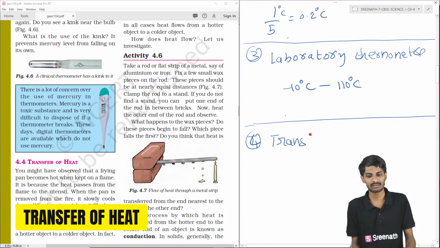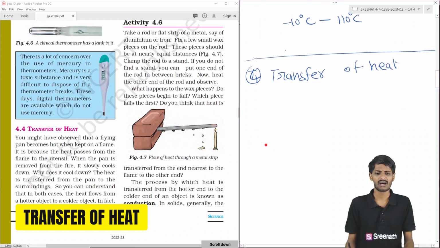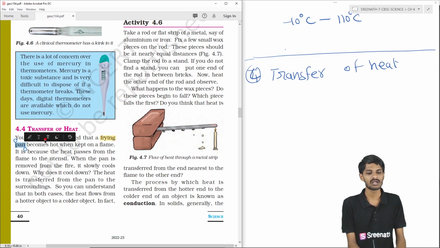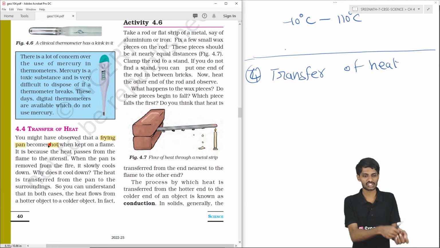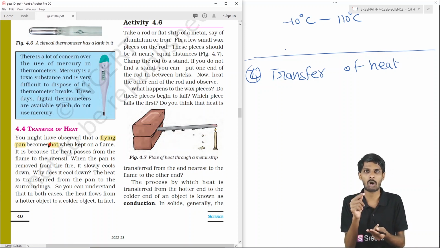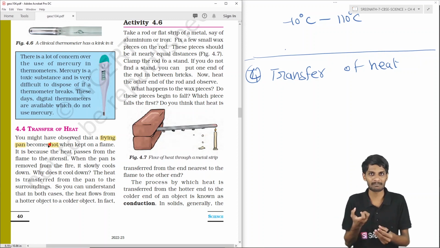So the next thing, students, is transfer of heat. So how will heat be transferred? Okay, students, we will study about this. Suppose you have observed that a frying pan becomes hot. When it has just been taken out from the flame or the stove, what happens? If you touch the frying pan at the metal area, at any area, it is very hot and may burn you. But whenever you touch its handle, which is made of plastic, it does not burn you.